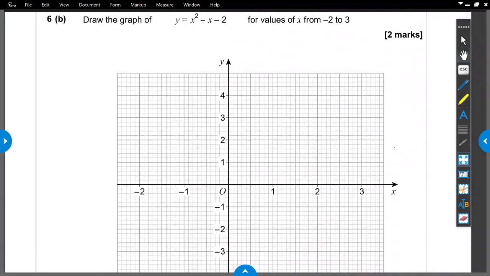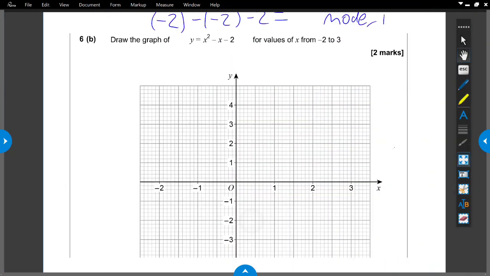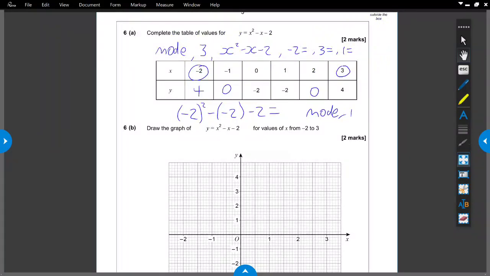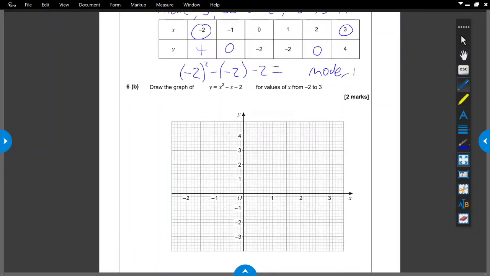So for part B, we want to draw this on the graph. The x value of minus 2 gives us 4, so we can draw that on here. Minus 1 is 0. 0 is minus 2. And we just plot through all of those. So we get a mark for putting the points on, but we also need to join it up with a curve. And the curve, we need to be careful that it goes through all the points if we can. Then we want to maintain that symmetrical nature, so it's the same on both sides.